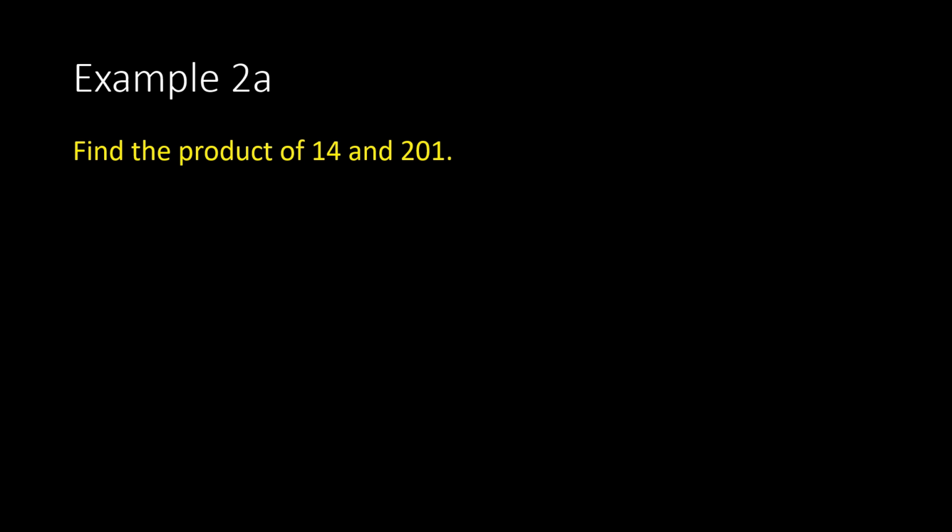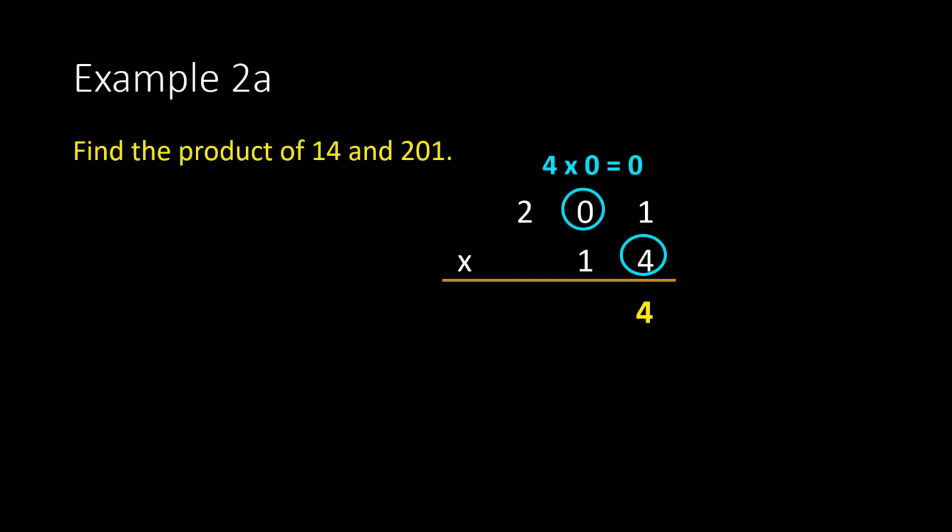Now for the next example. We are required to find the product of 14 and 201. Set up your calculation as shown, and then begin by multiplying 4 by each of the digits above it from the right-hand side. So 4 multiplied by 1 equals 4. And we place the 4 here as shown. 4 multiplied by 0 equals 0. And we place the 0 here as shown. And then 4 multiplied by 2 equals 8. And we place the 8 here.